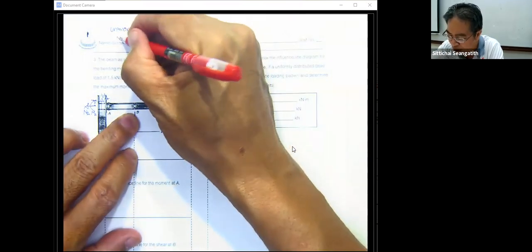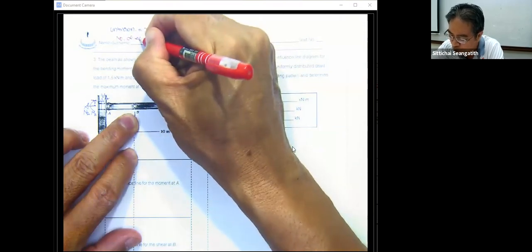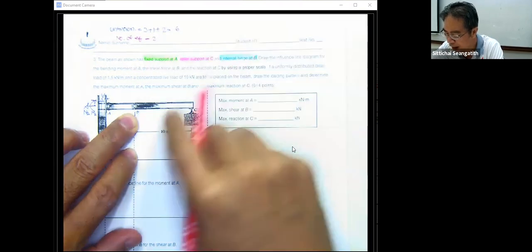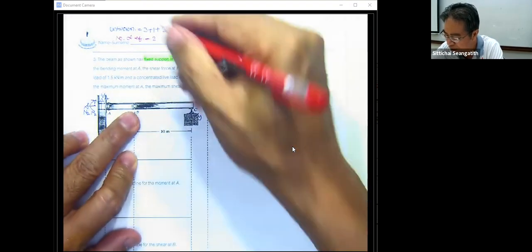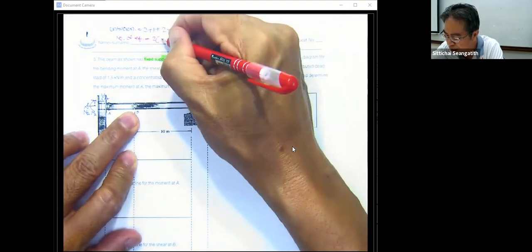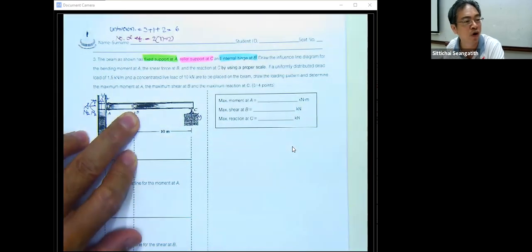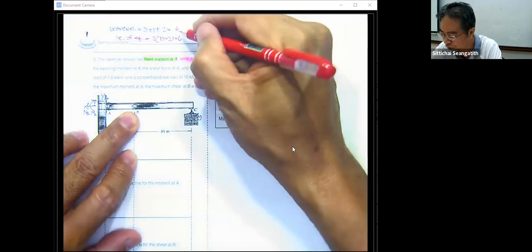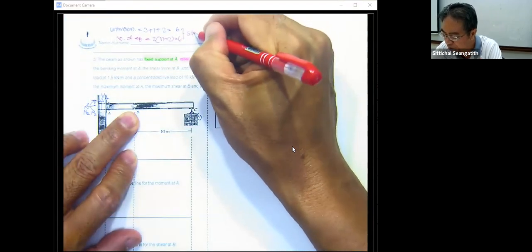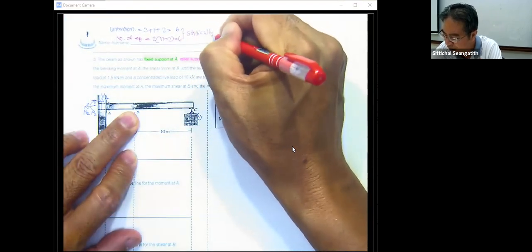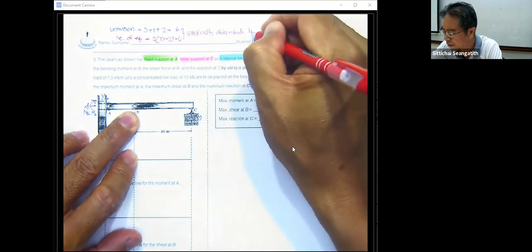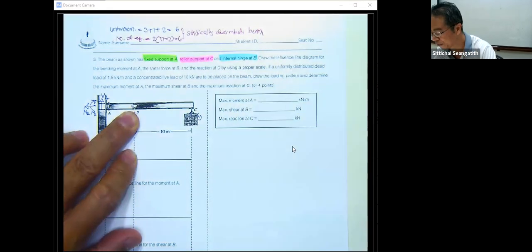That is going to be 6 unknowns. And what do we have for the number of equilibrium equations? We have 2. And since the beam has n equal to 2 segments, it has the number of equations equal to 6. So this is going to be a statically determinate beam. Okay, just check it first.